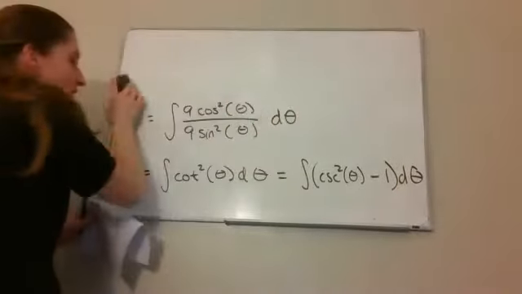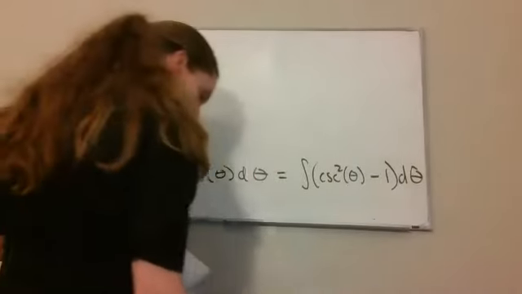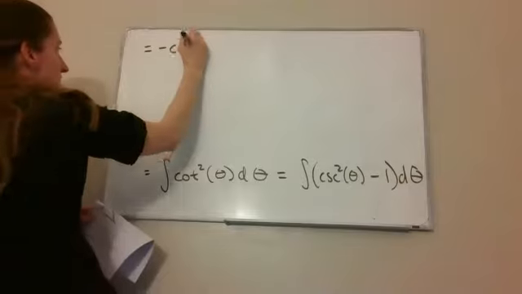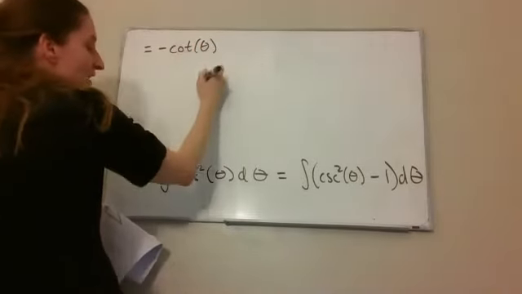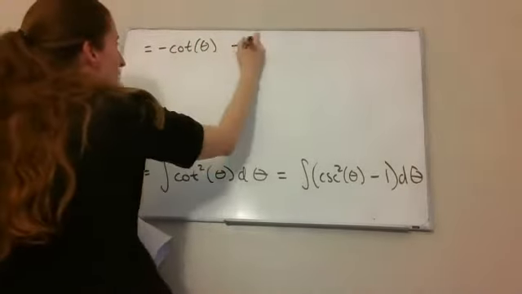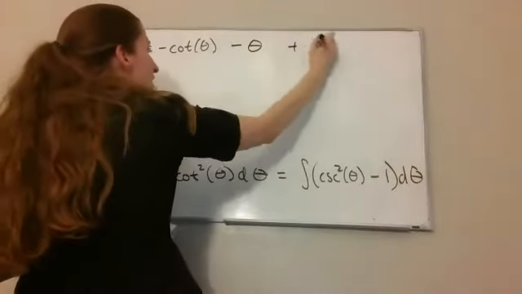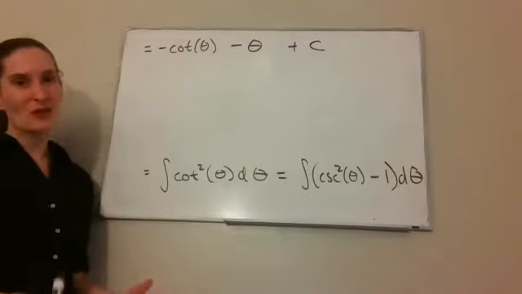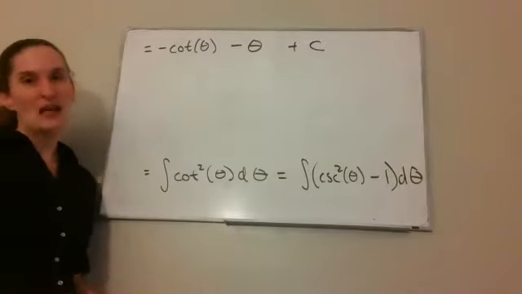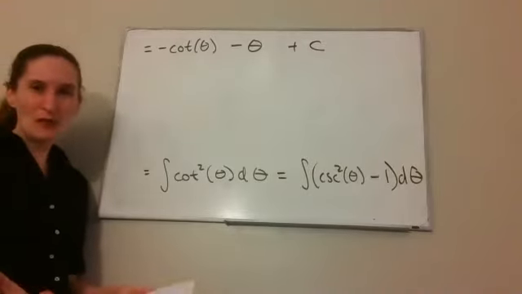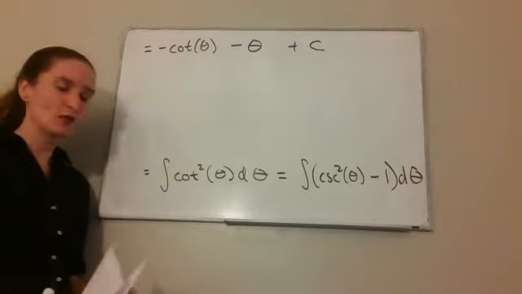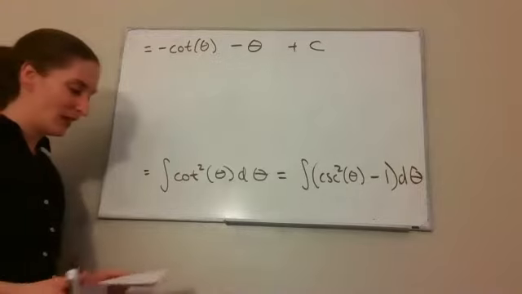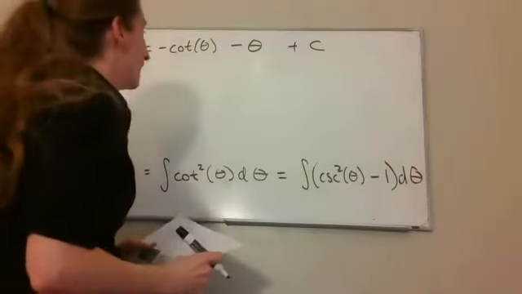The antiderivative of cosecant squared is negative cotangent. And then the antiderivative of the minus 1 would be a minus theta. And don't forget your constant. Now, are we finished at this point? Unfortunately, no. At this point, you got most of it, but the problem is the original problem had x's in it, and this has thetas. So we need to get it all back in terms of x.